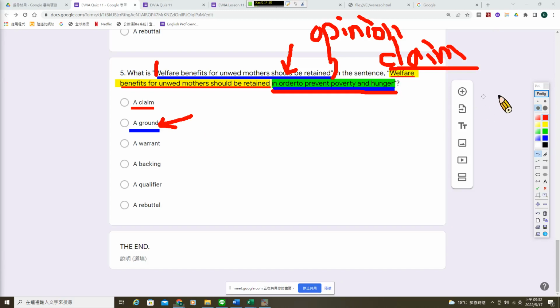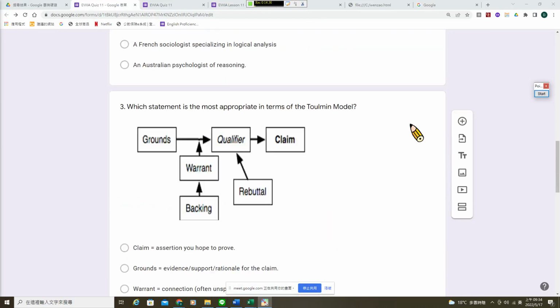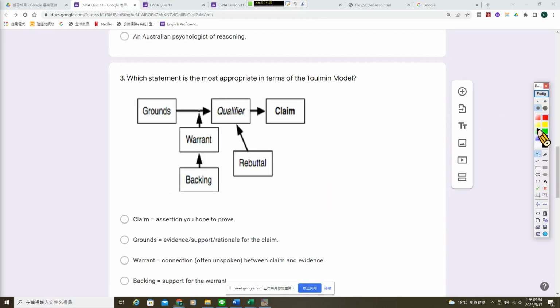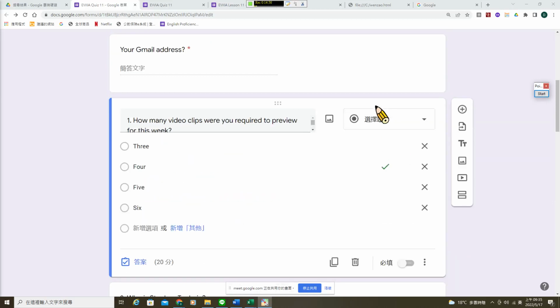Okay, so basically this is very straightforward and easy. That is, even in our daily conversation, we will use the Toulmin argumentation model. But in serious academic writing, this one is very helpful for us to develop the structure of our paragraph and our essay. Okay, so this is the illustration for the answers of our quiz 11.